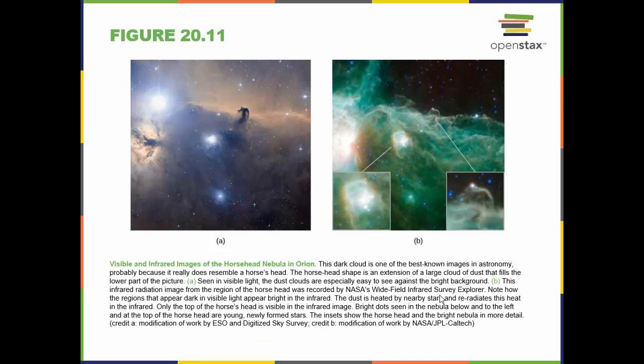So one way we can look at this dust, and this dust once again is what forms the stars and the planets, right? This is visible in infrared images of the Horsehead Nebula in Orion, and that was just a horrendous bolt of lightning, in case you've heard some noise in the background. Because it's raining outside, this dark cloud is one of the best known images in astronomy, probably because it really does resemble a horse's head. Right.